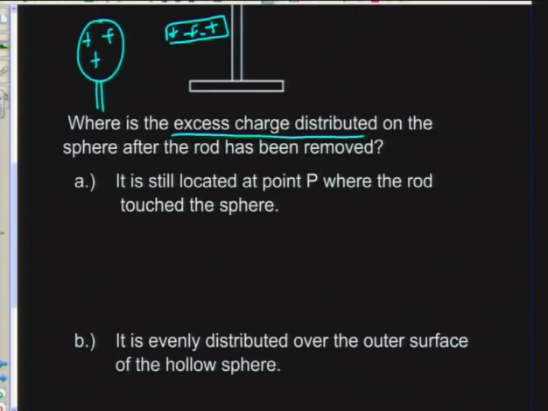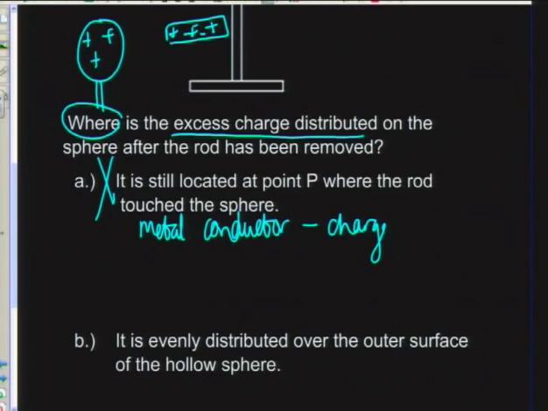There's the insulating sphere. Once again, I've got options. They're asking, where is the excess charge distributed? Is it still located at the point P when the rod touched the sphere? No, it's not. It is a metal conductor, so charge is free to move.